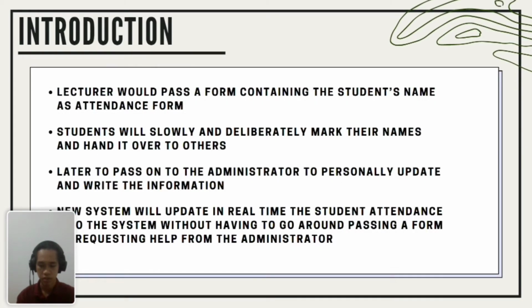For introduction, as a history background, UTHM holds thousands of students from various states. So how the attendance system works. First up, the lecturer will pass a form containing the students' names as an attendance form. And then the student will slowly and deliberately mark their names and hand it over to others, later to pass on to the administrator to personally update and write the information.